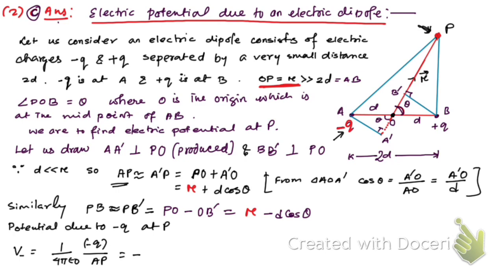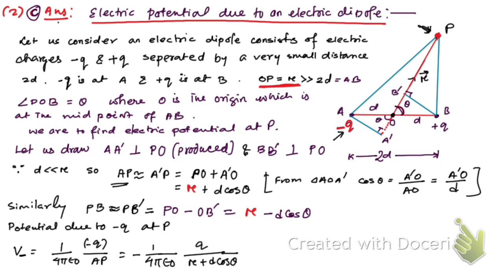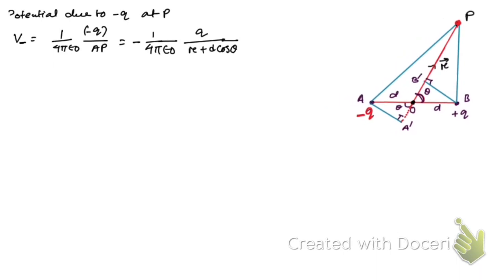So that is equal to minus 1 by 4 pi epsilon naught, q by r plus d cos theta. That's what we get. So this is V due to the negative charge. Let me copy this and go to the next slide. Here we have the potential at P due to the minus q charge, and let me copy the diagram as well. This is going to be crucial for us. So here you can see.